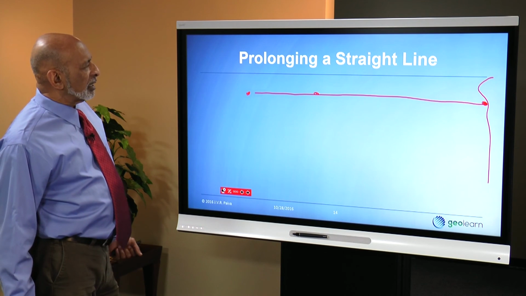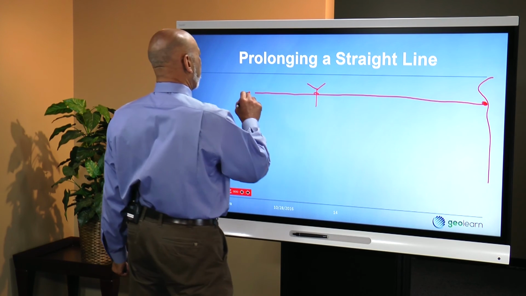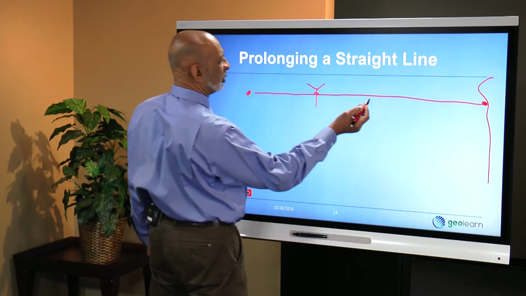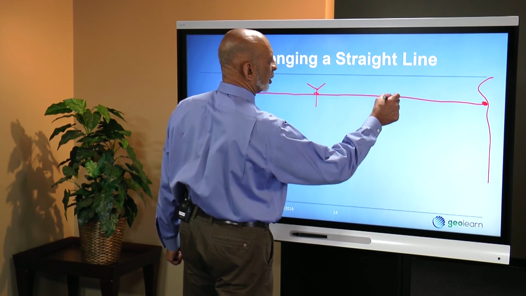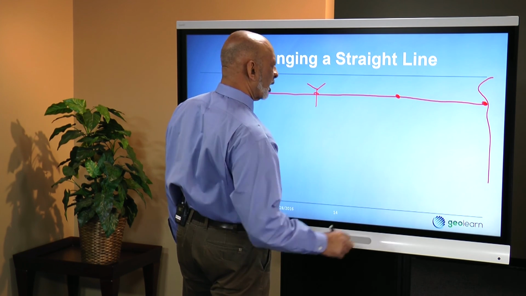But one of the physical ways to do that is to actually set up your instrument here, backsight this point, invert your telescope, and you might set a point here, because that's on line because the ground is going up and down.